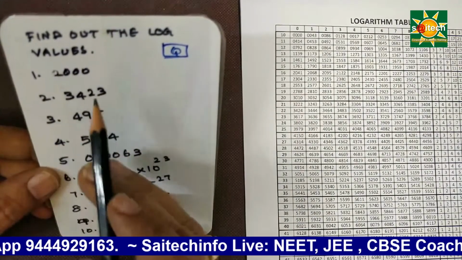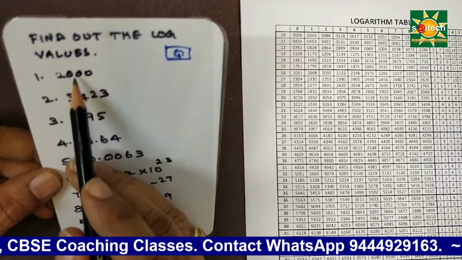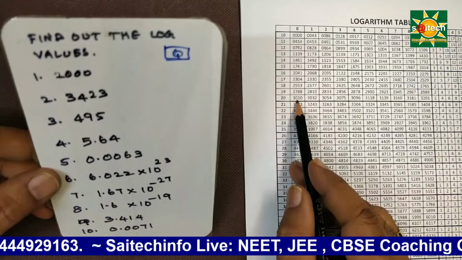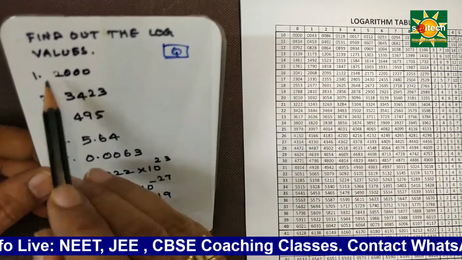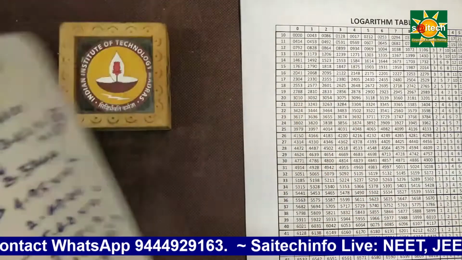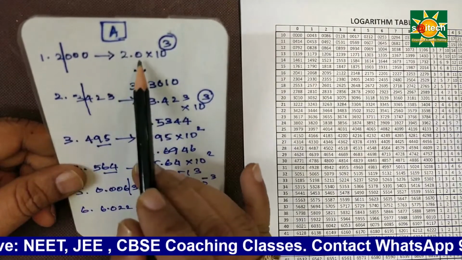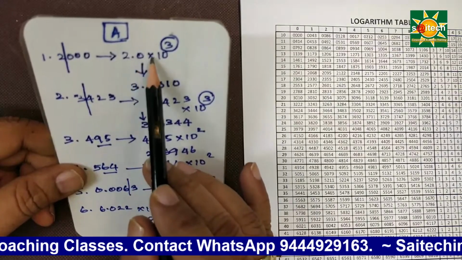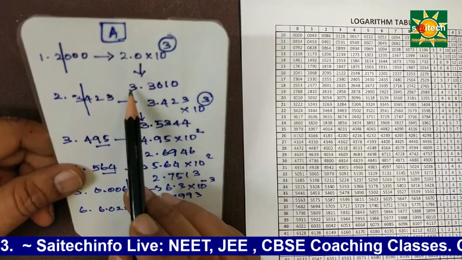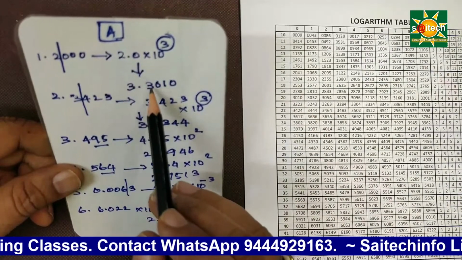Log 2000 means there are 4 digits. So 1, 2, 3, 4 means 3 point, and we have to search for 20 in 0. So 20 in 0, what is that? 3010. So it is 3.3010. That is the log value of 2000. Let me explain further. This 2000 is represented in scientific notation as 2.0 into 10 cube, and that 3 is given here. So 3 point, and for 20 you find 3010, so 3.3010.